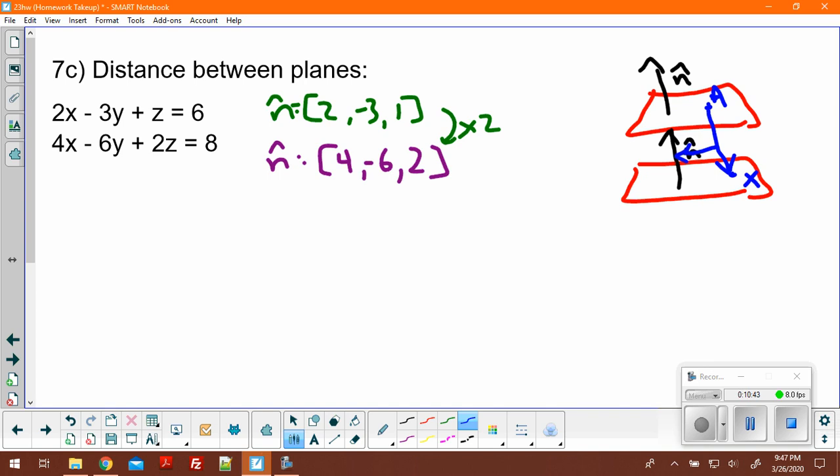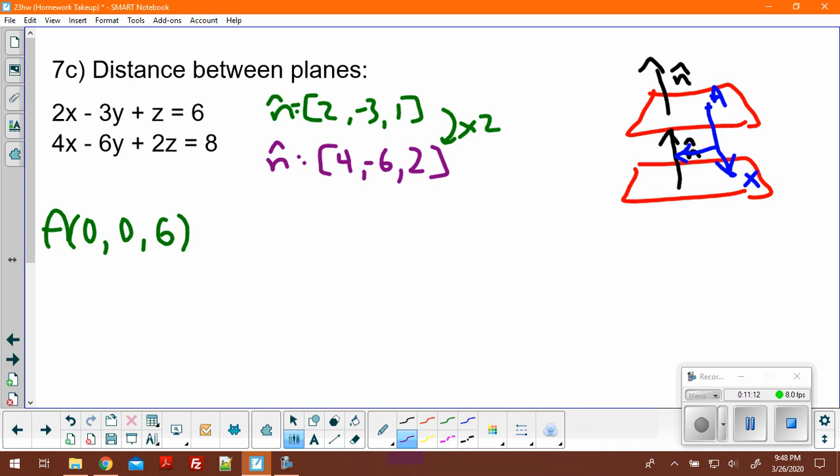For the first one, we'll make it simple here. I'm going to go for the z-intercepts of both planes. So for plane one, if I put in a 0 for x and a 0 for y, I would have z equal to 6. I'm going to call that my point A.